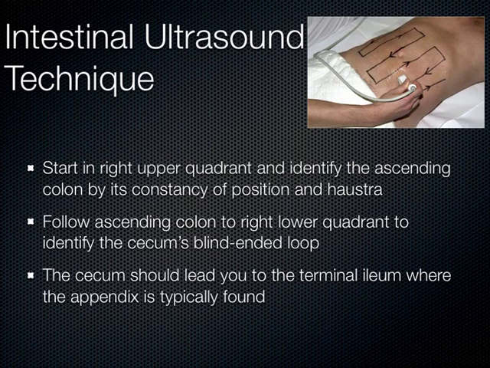You're going to follow that ascending colon. First I go down to the right lower quadrant, looking around where the appendix would be, okay? The cecum has a blind-ended loop down there, and that's the location where you'll find the terminal ileum, and the appendix will pop right off the terminal ileum. Do I always see those structures? No, but I know that that's where they're supposed to be, and especially when it comes to appendicitis, I'm looking for a non-compressible tubular structure down there. I'll get into that in a minute.